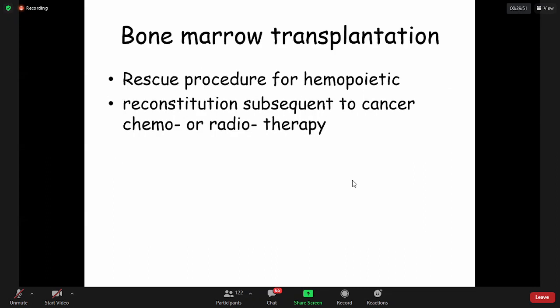Specific examples: we have the bone marrow transplant, which is really good for people who have lost their bone marrow. These bone marrows are lost due to cancer, chemotherapy or radiotherapy, and you can be given a bone marrow to replenish your blood cells.